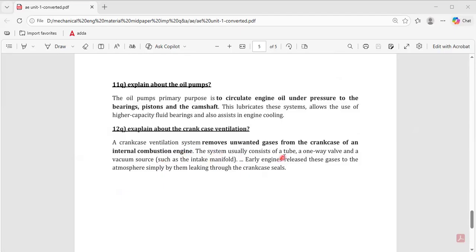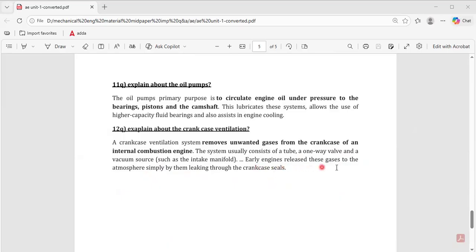If you see, it removes unwanted gases from the crankcase of an internal combustion engine. So with the crankcase ventilation system, we can remove unwanted gases. It consists of a one-way tube and a vacuum source. The one-way tube is used, and it will filter and remove the unwanted gases.